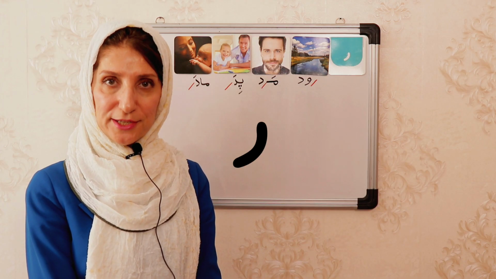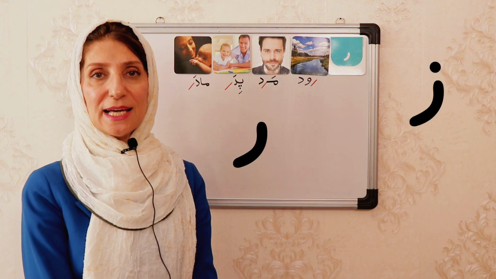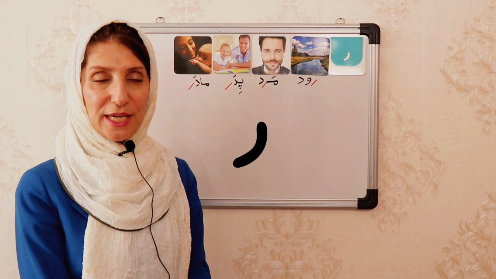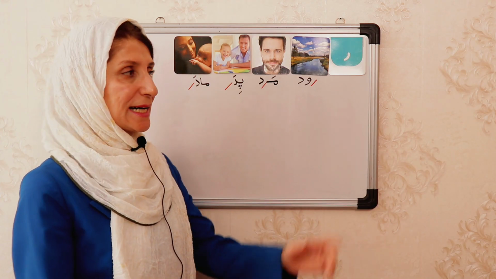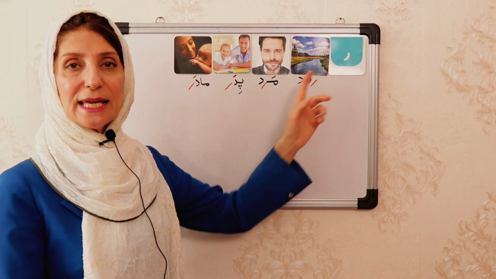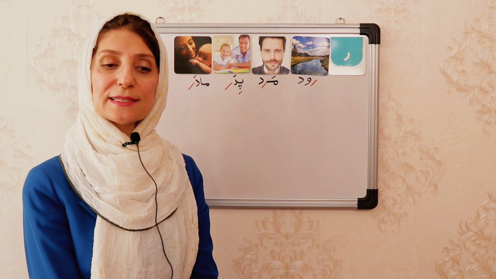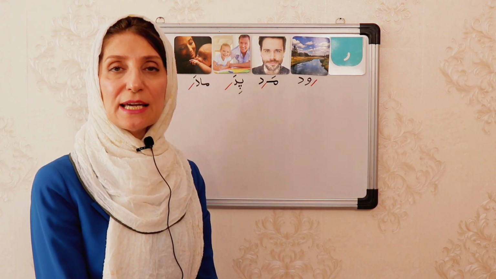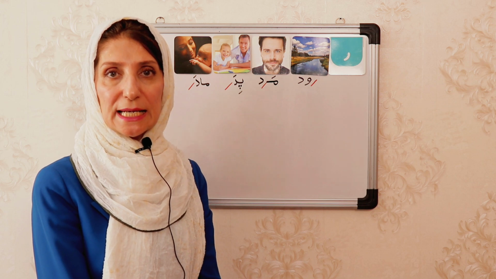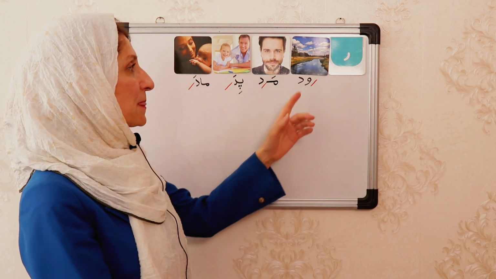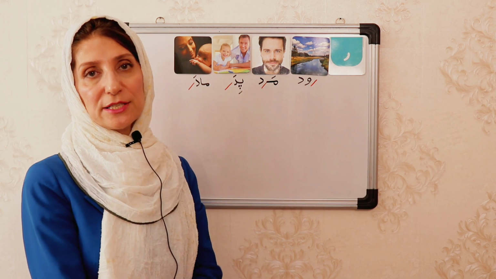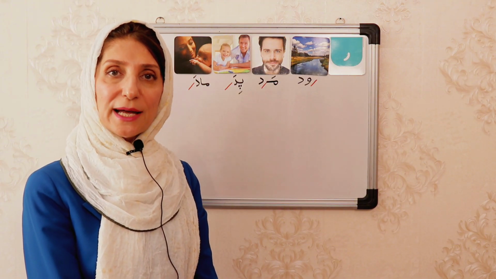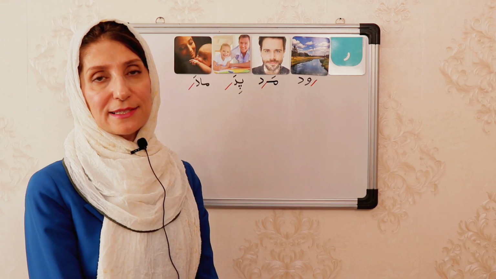Re has two other brothers, z and j. Look at those videos also. Okay, now re. Re is exactly the same sound as R in English, but we pronounce re with more pressure. Re is an only child, no brother or sister. It comes at the beginning, in the middle, and at the end of the word.